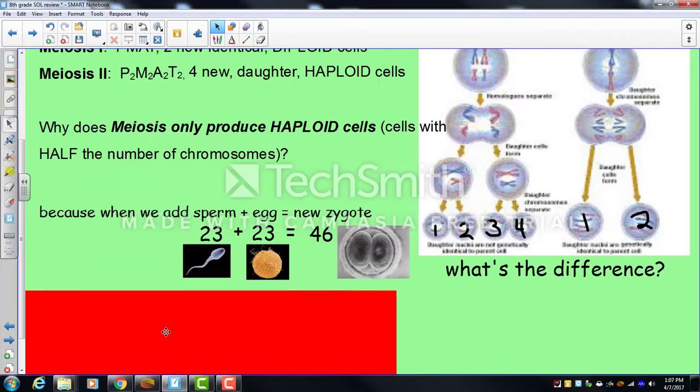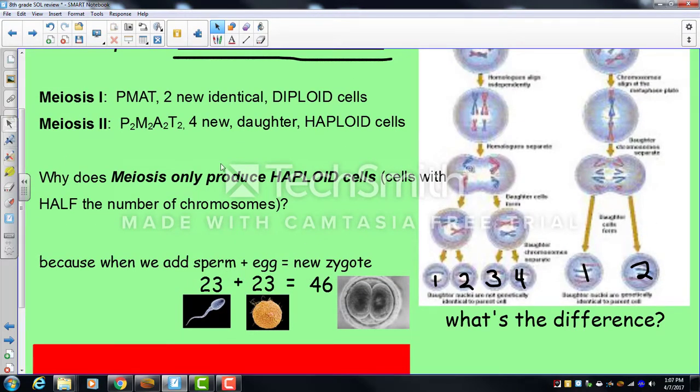So, they're not the same because they produce something called a haploid cell, which means they have half the number of chromosomes. At the end of mitosis, these two identical cells still have 46 chromosomes. Let's write that on here. I'm going to erase the one and the two, not to confuse you even more. So, at the end of mitosis, like I've told you, we have two identical cells that have 46 chromosomes. At the end of meiosis, again, only occurs in sperm and egg cells.